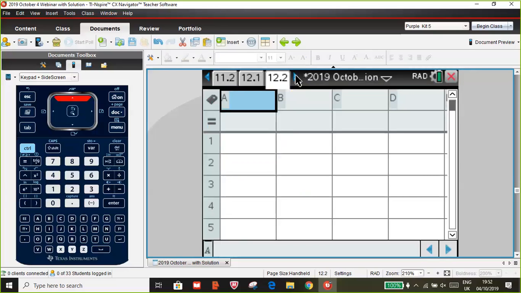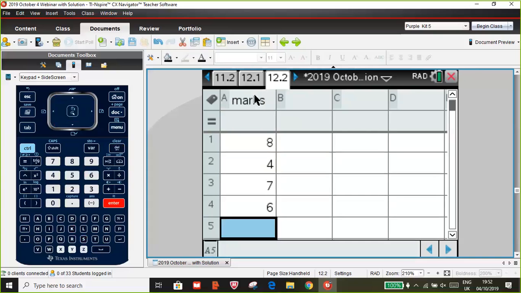Okay, the first value is, first I need to name it marks. Okay, there are 8, oops, sorry. 8, 4, 7, 6, 10, and 3 more: 9, 7, 3.